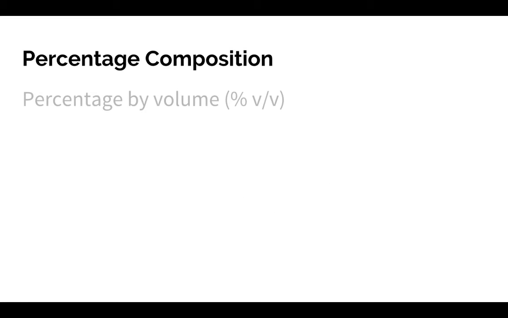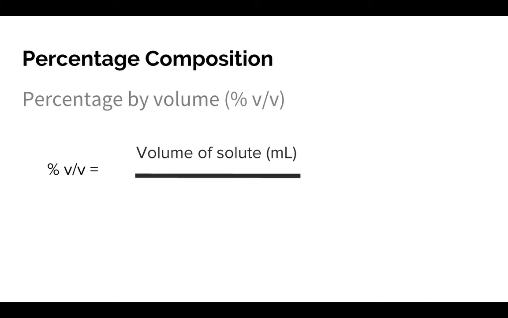Percentage composition can also be calculated using volume, or percentage V on V. That's using the volume of the solute in milliliters, where we might have a solute in liquid form, for example, over the volume of the solution in milliliters. And we would also multiply that by 100 to get the percentage.